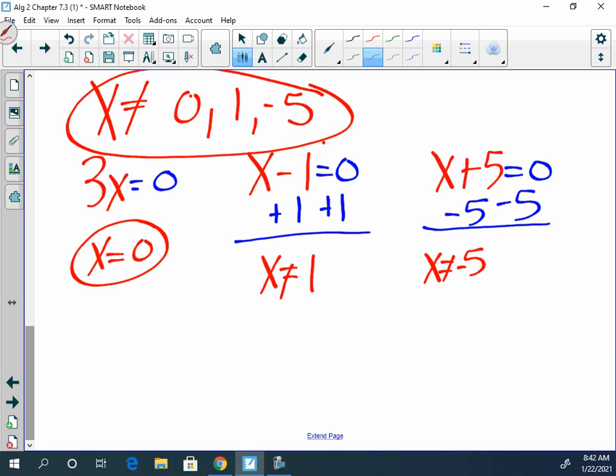Now, if you can do those in your head, that's fine. That's perfectly fine. Because if you can look and see x minus 1, what would make it 0? 1. Because 1 minus 1 is 0. Or negative 5 plus 5 would be 0. If you can do those in your head, that's fine. Do them in your head. But if you need to write them out, write them out. If it's helpful to write them out, write them out. Okay? Questions on this here?